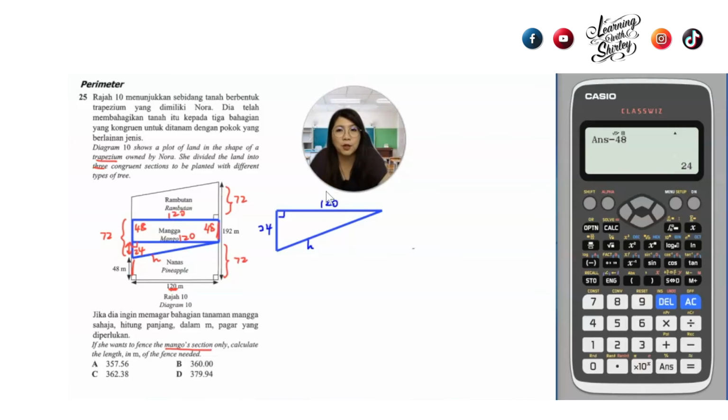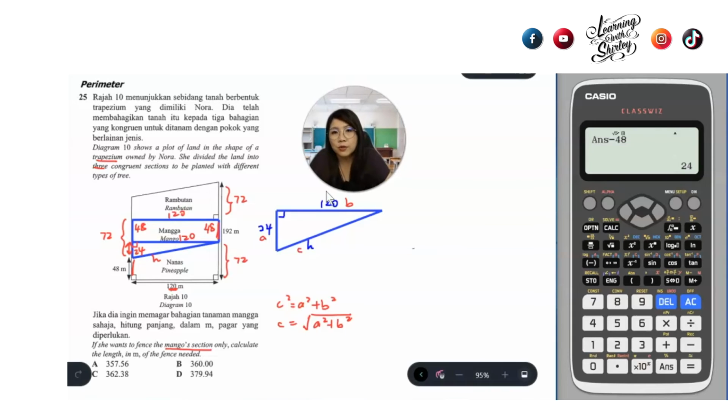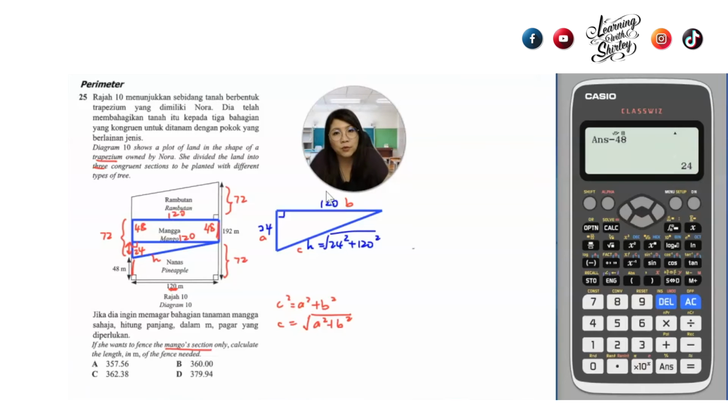So remember the formula? c squared equals a squared plus b squared, right? So in order to find c, which is the hypotenuse, I'm going to square root a squared plus b squared. Here is a, here is b, and here is c. So to find c or h, I'm going to use 24 squared plus 120 squared, and then I square root it.